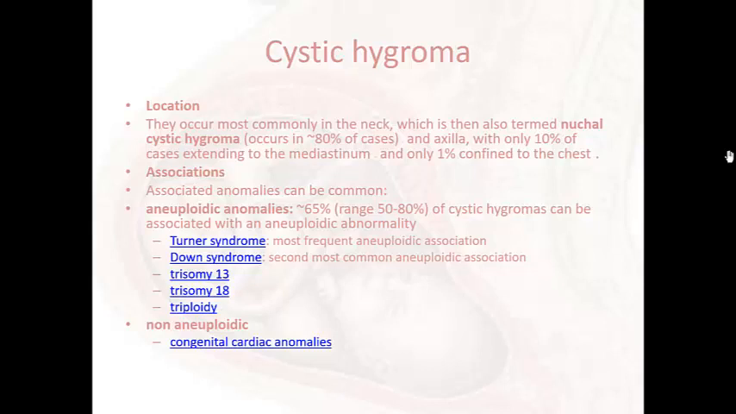What are the associations with cystic hygroma? Many anomalies are associated with cystic hygroma, mainly aneuploidic anomalies: Turner syndrome most frequently, Down syndrome the second most common aneuploidic association, and then trisomy 13, trisomy 18, and triploidy. The non-aneuploidic association is with congenital cardiac anomaly.